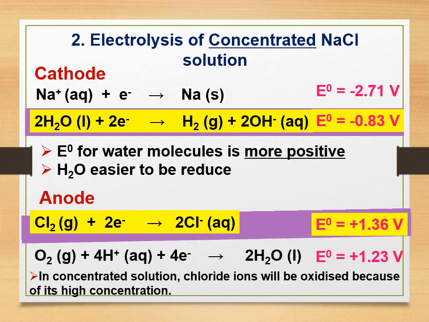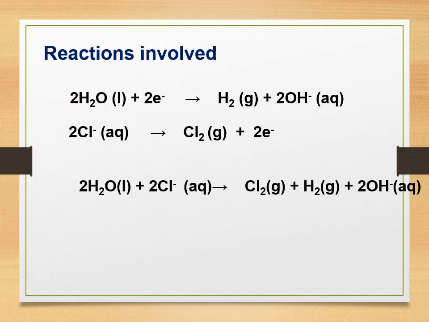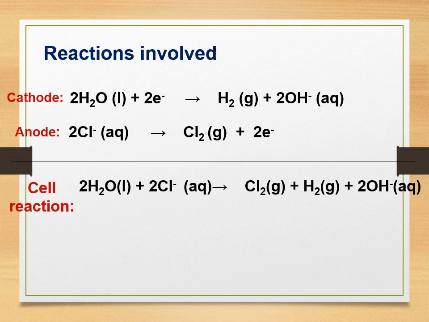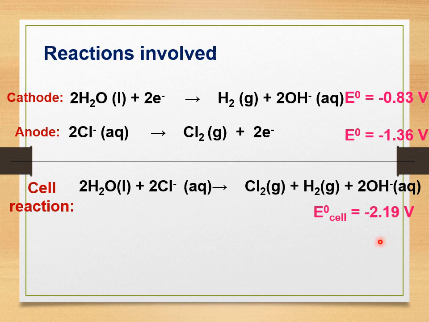Now, let's look at the equation. And the reaction involved is, as you can see, cathode: 2H2O plus 2 electrons become H2 plus 2 OH minus. And at anode, 2 Cl minus aqueous become Cl2 gas plus 2 electrons. So here we're going to involve 2 electrons only. So this is the overall cell reaction. And then look at the E0 red there, it's listed, and the E0 cell here is negative 2.19. We just total them up. Okay, as you can see.